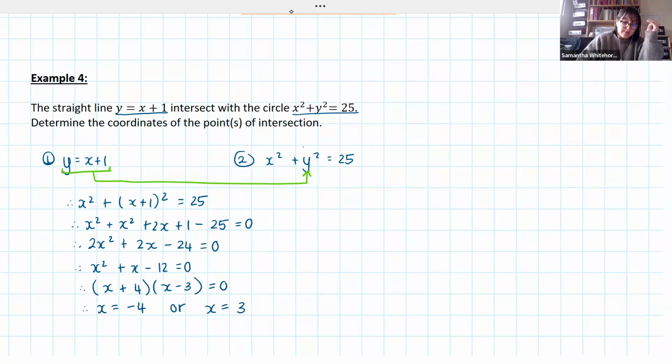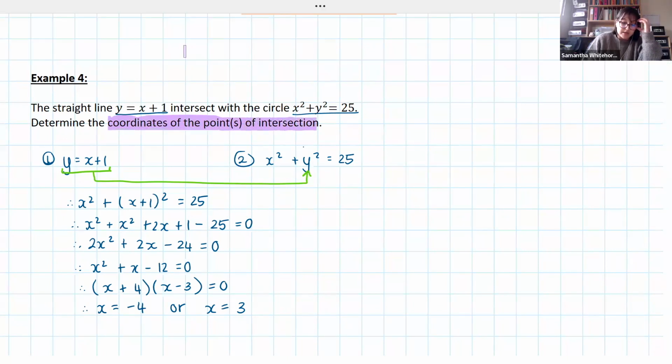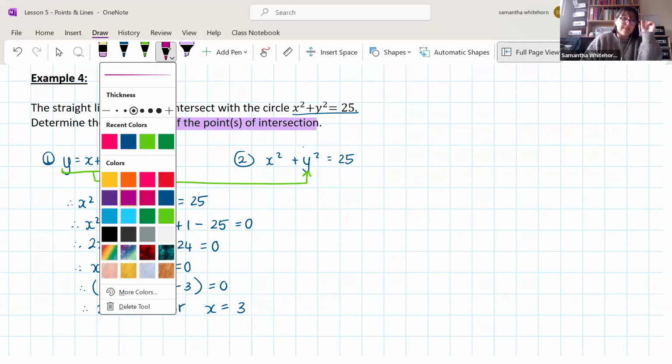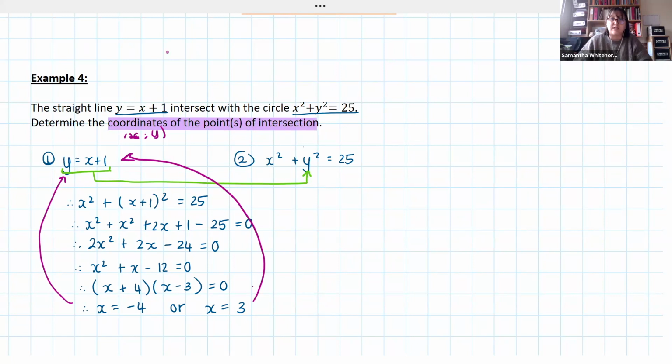Now, grade 12 is really important, and we often do this with simultaneous equations as well. It says determine the coordinates of the point of intersection. That means I want an x and I want a y. I want both. Right now, I have just worked out x's. You need to sub those both back in to find y. I would obviously sub it back into the linear equation, because subbing it back into the quadratic is slightly harder. So negative 4 plus 1 is minus 3, and 3 plus 1 is 4.